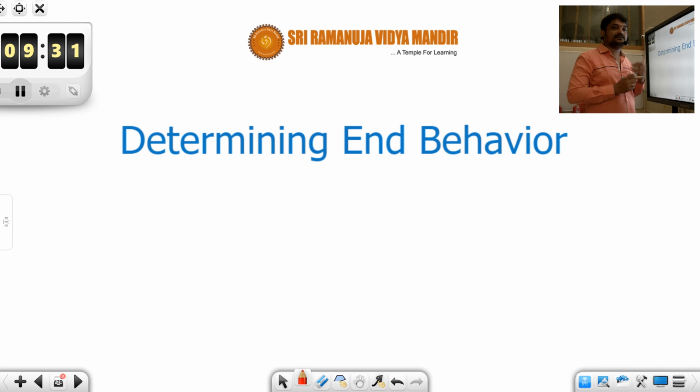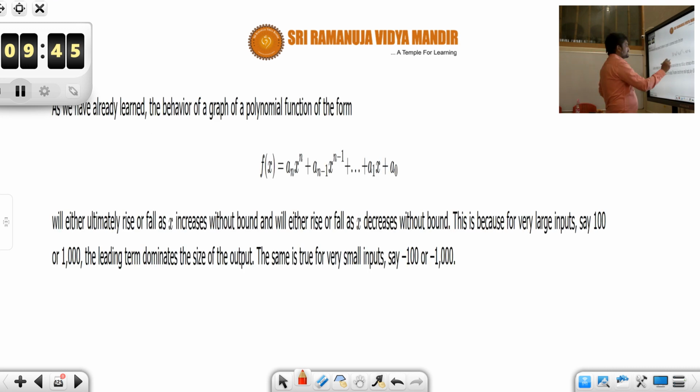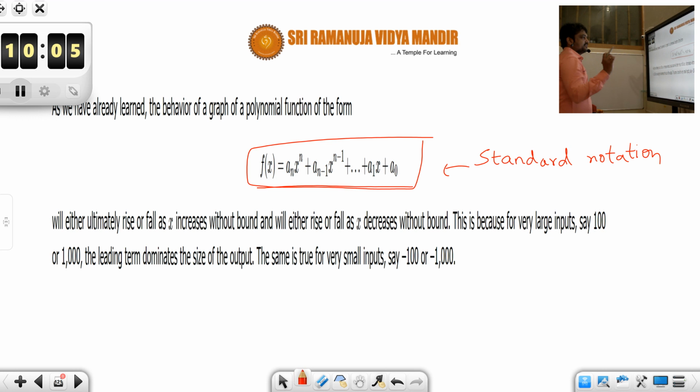As we have already learned the behavior of the graph of the polynomial function, see f of x, say this is the equation of the polynomial in standard form. This is the standard notation. To determine the end behavior, always expressing the polynomial in standard notation is very important. What is meant by standard notation? Just express the polynomial in decreasing order of the exponents. Express all the terms in decreasing order of their exponents.